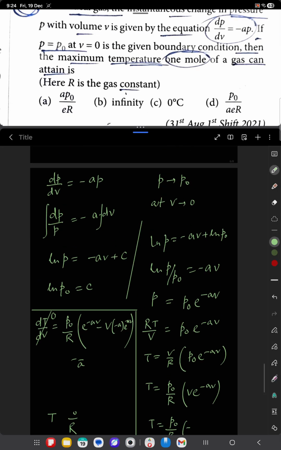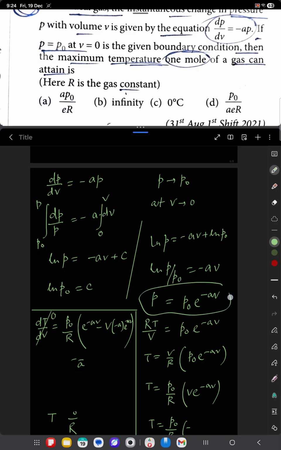So dP by dV equal to minus AP. From there dP by P is equal to minus A dV. From there you are getting the equation ln P is equal to minus AV plus C. Just put the boundary condition: P is P naught at V equal to 0. So just put V equal to 0, you get the value of constant C. This is called the boundary condition. You can directly get the value from integration also. Then you need to apply limits P naught to P. Then you will get this equation ln P is equal to minus AV plus ln P naught.